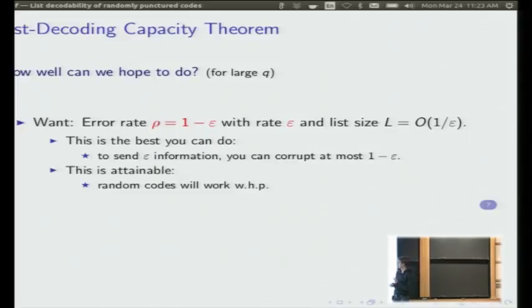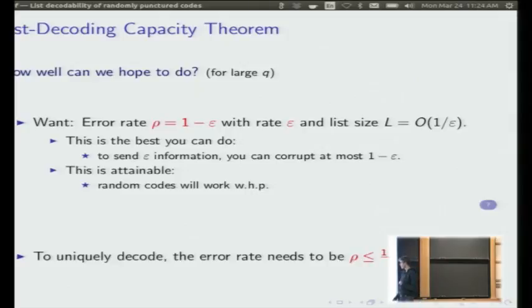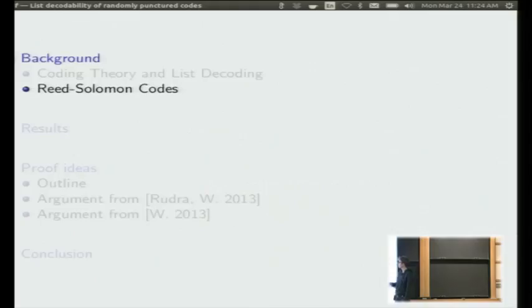And it's not hard to see that this is the best you can do information theoretically. Right? Morally speaking, with some hand waving, if I want to send epsilon information, I can corrupt at most a 1 minus epsilon fraction. And that's about the best I could hope to do, and it turns out that you can do it. If I take a random code, so plunk down all those red dots completely at random, that will achieve this for you. And that's called the list decoding capacity theorem. Just to compare, for unique decoding, the error rate needed to be less than (1 minus epsilon) over 2. So this allows us to effectively double the errors, so to handle error rates approaching 1.